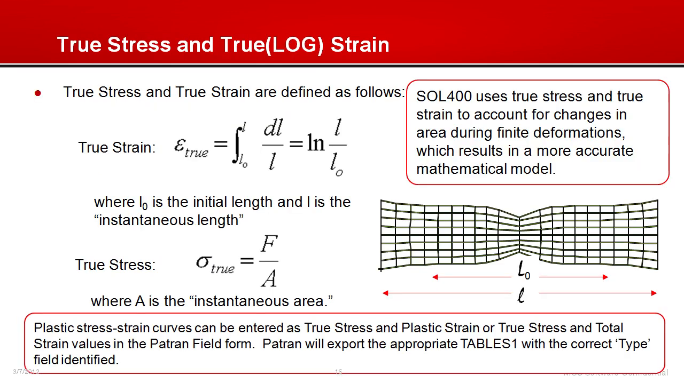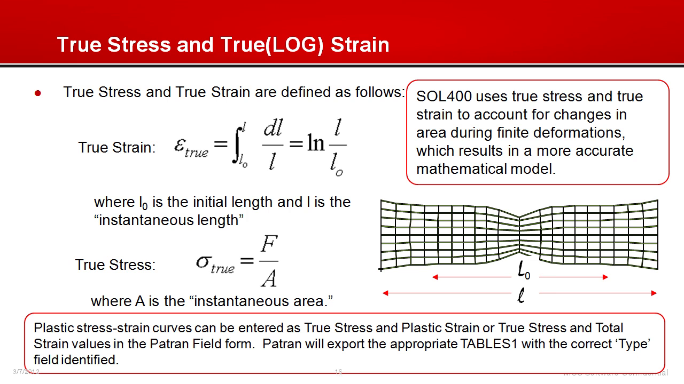However, it is important to understand how Nastran solves the stress-strain behind the scenes. Nastran uses true stress and true strain to account for changes in the area during the deformation, which results in a more accurate mathematical model. So the question is, how do we go from the engineering stress-strain curve to the true stress-true strain curve? Again, these are the equations that we use. The true strain is the natural log of the new length divided by the original length, where L stands for the instantaneous length. And while computing the true stress, the area is the new or instantaneous area that happens during the deformation, as opposed to the initial area that was used in the previous slide while computing the engineering stress.